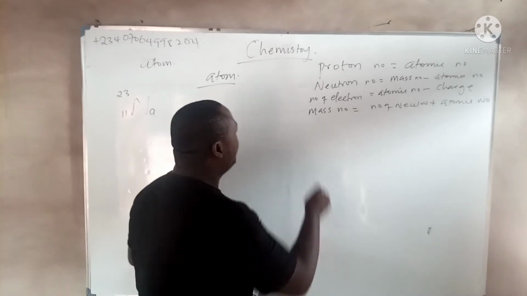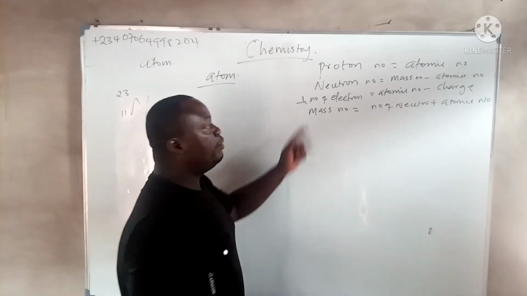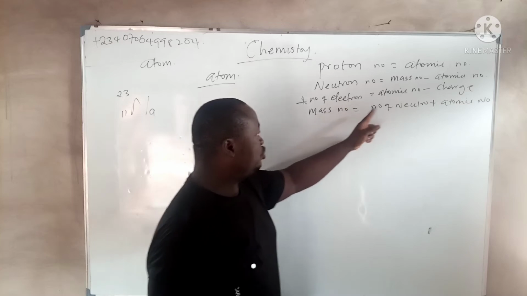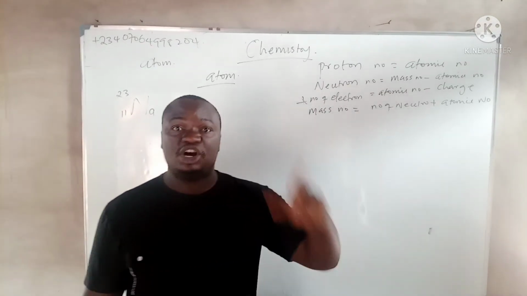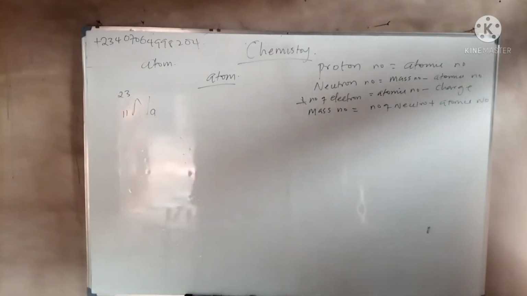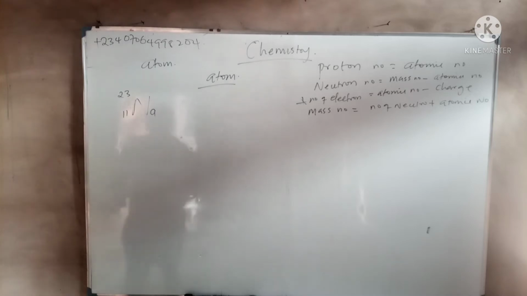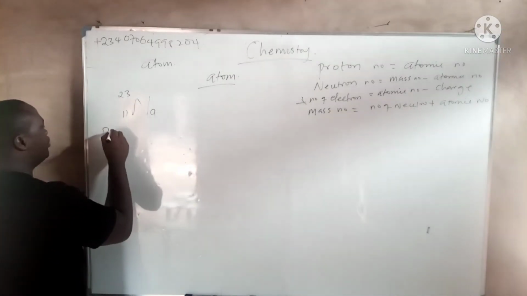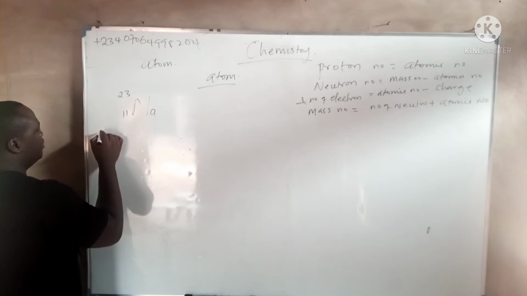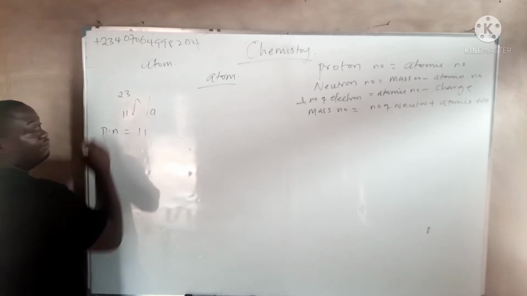Now, one of the most important formulas here is the number of electrons. The number of electrons is equal to the atomic number minus the charge. This is a bomb. It's equal to the atomic number minus the charge. And the last one: the mass number is equal to the number of neutrons plus the atomic number. Now, from the question given, if I ask you what is the number of protons here, the proton number is 11.